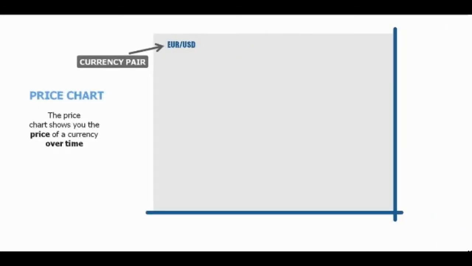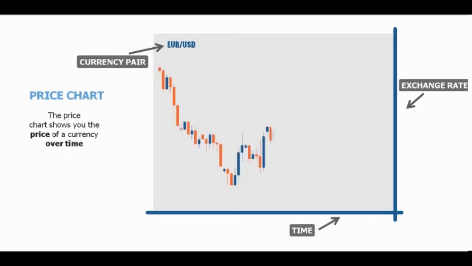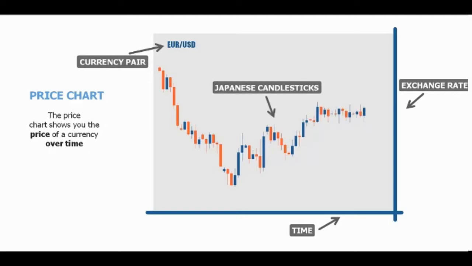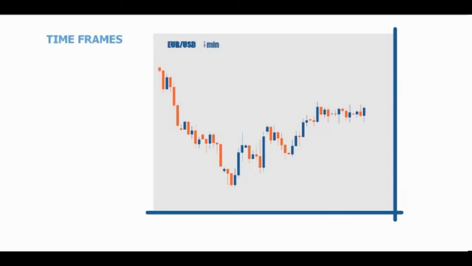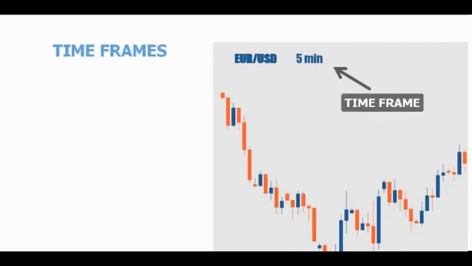If you look at the chart on the right, you can see that the exchange rate is displayed on the right-hand side, and the time is displayed on the bottom. The chart type we use is called a Japanese candlestick chart. It is made up of shapes that look like candlesticks. Each candlestick shows the price developed over a period of time. We refer to this as a time frame.